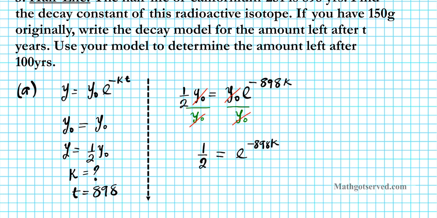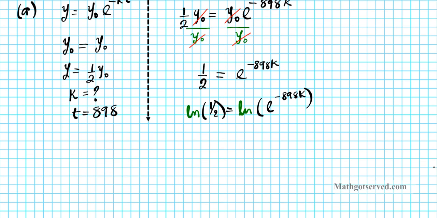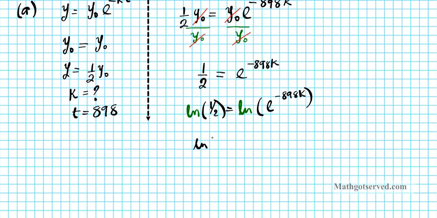So to get k isolated, we have to bring the exponent down, but we need to take the natural logarithm of both sides first in order for us to do that. So we'll take the natural logarithm of 1/2 equals the natural logarithm of e to the negative 898k. On the left side, we still have natural logarithm of 1/2. And natural logarithm and e are inverses, so they cancel each other out. So we're left with negative 898k. To get k isolated, we divide both sides by negative 898.